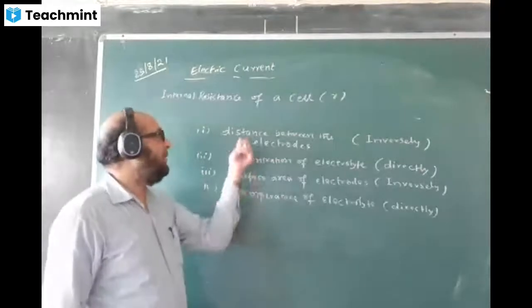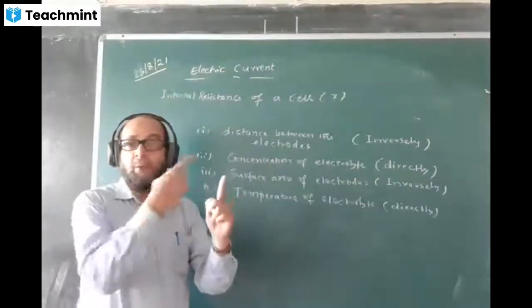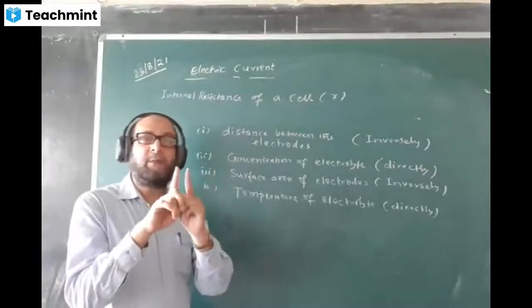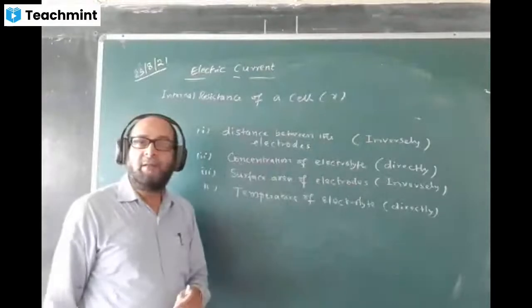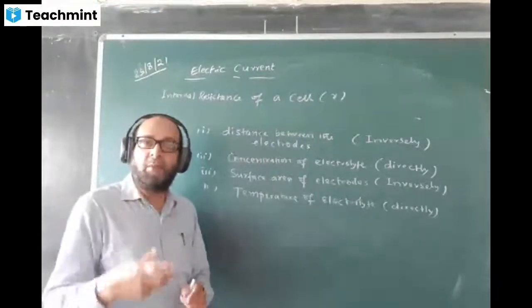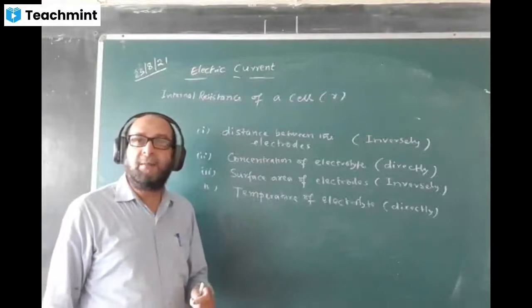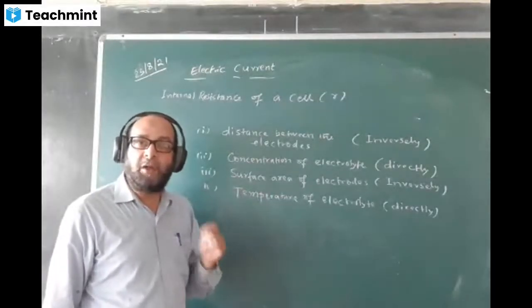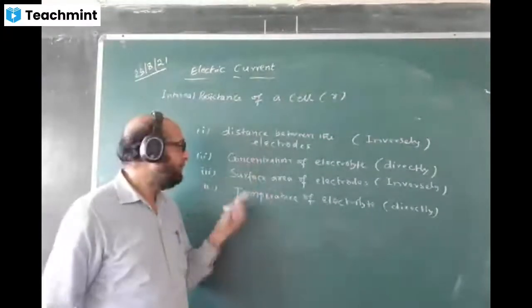And how it depends, I have written already. It depends upon the distance between the two electrodes. More the distance, more the resistance. If they are close by, the internal resistance will be less. If the electrolyte concentration is more, resistance is more. That's why we say concentrated acid is a poor conductor of electricity, but dilute acid is a good conductor. More the concentration, more the resistance.